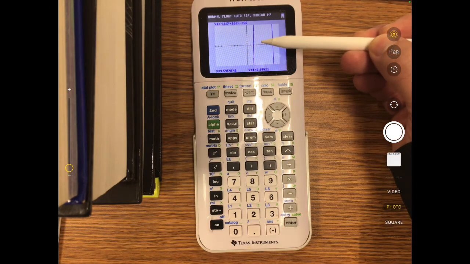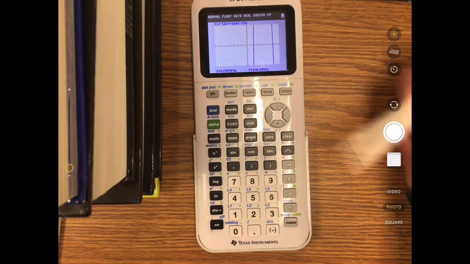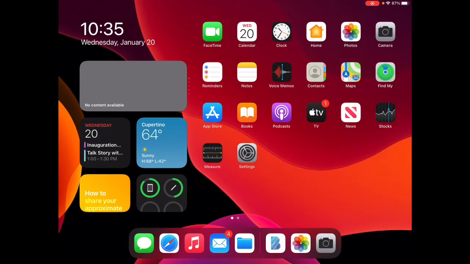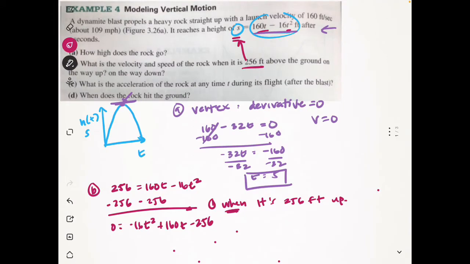1, 2, 3, 4, 5, 6, 7, 8. So we have zeros at 2 and 8. So let's go ahead and note that. So t equals 2 and t equals 8 is when it's 256 feet above the ground. Kind of running out of room, but let's figure this out.